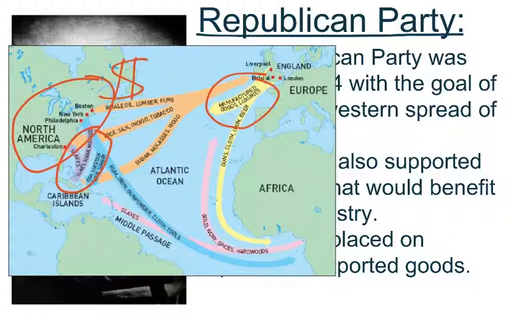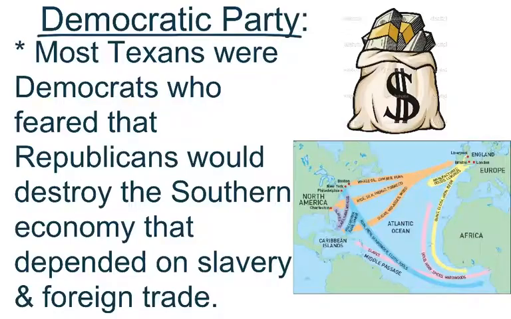Now, the second political party was the Democratic Party. Most Texans were Democrats who feared that Republicans would destroy the Southern economy that depended on slavery and foreign trade. Foreign trade was when they would trade with European countries, and the Democratic Party did not want to ruin those relationships with those foreign trades from Europe and the Caribbean.